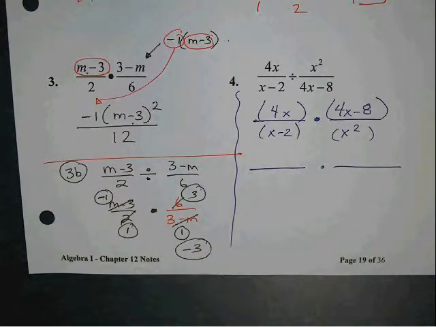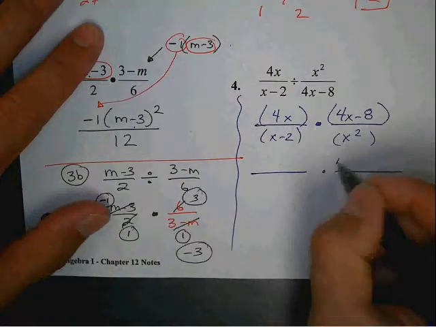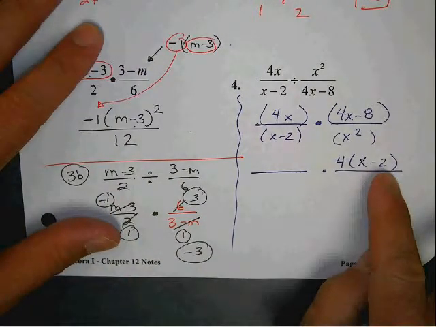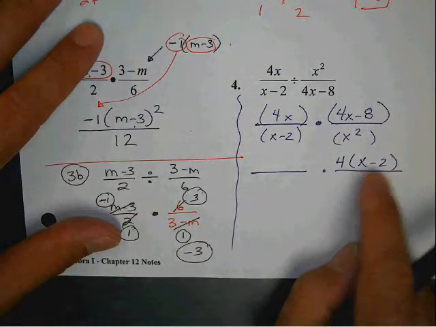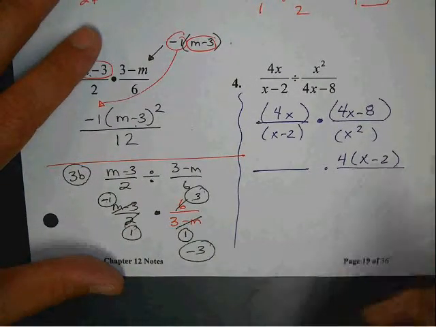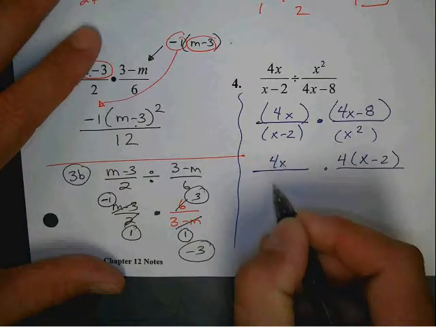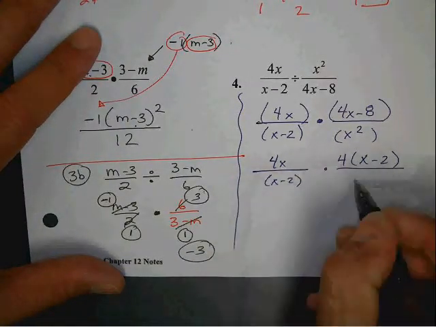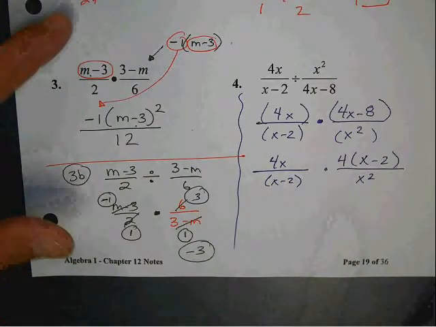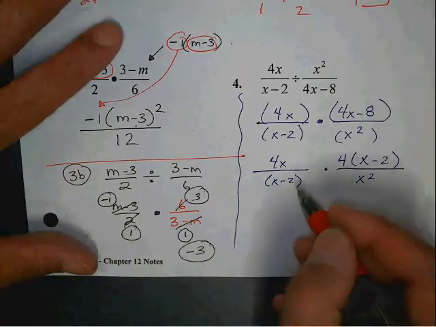Between the 4 and the 8, what's my GCF? All right, 2 is going to be left when I take out that 4. So you got that 2 there. So we have the 4 times x minus 2. All right? Let's see. I got a 4x there. I got an x minus 2 there. And an x squared there. What cancels? X minus 2. All right, that's 1. Anything else cancel?